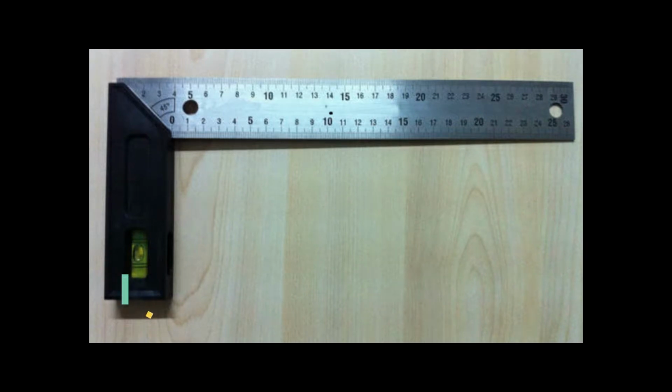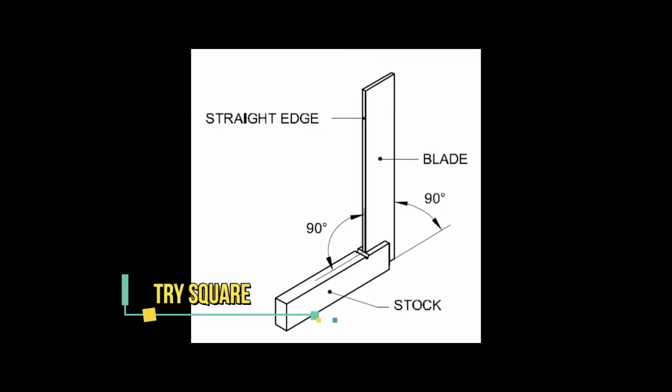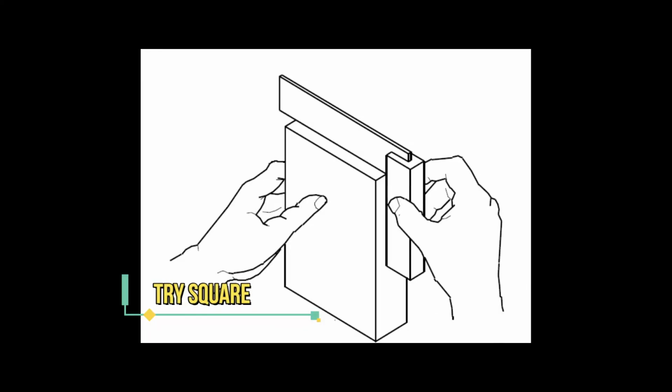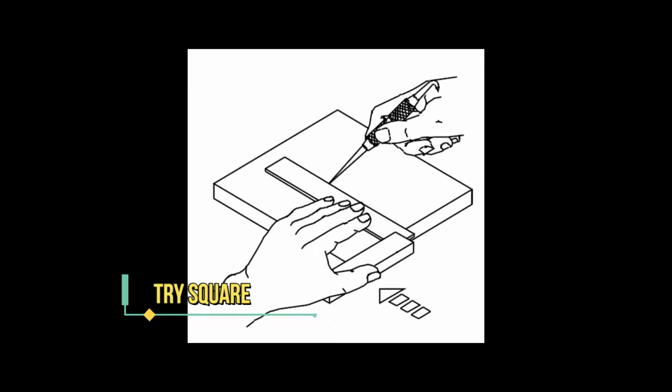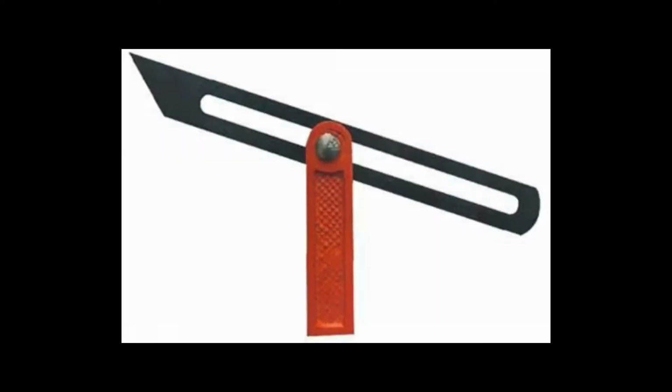The next one is the tri-square. Tri-square is generally utilized for measuring and checking perpendicularity. The steel blade and the metallic or wooden handle of the tri-square are at right angles to each other. It is also used for marking lines across the face or edge of the wooden block.